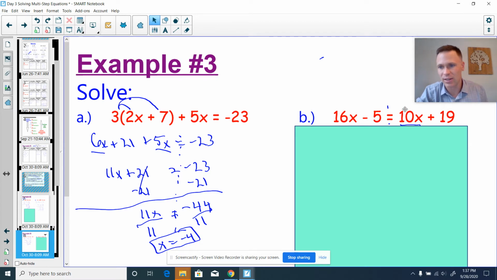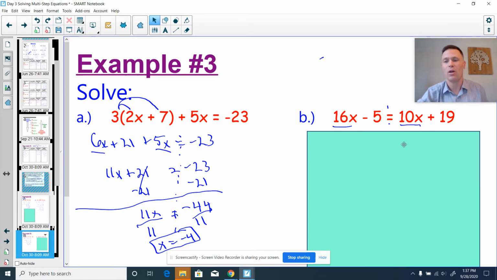I got a 16x and a 10x on either side of the equation. I got no parentheses to distribute through. So the first question becomes, how do I go ahead and get all of my variables on the same side? And there are really two ways you can do that. I could subtract the 16x to the other side because it's a positive 16x. That would give me a negative 6x here.